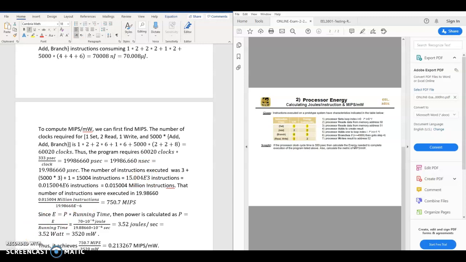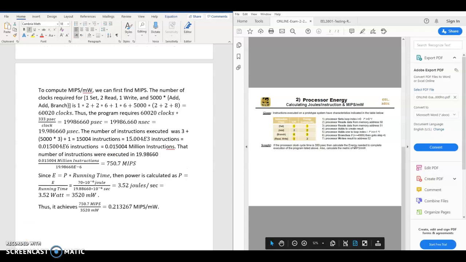To get the MIPS, we take the number of instructions, convert them to millions of instructions, and then divide by the execution time to get 750.7 millions of instructions per second. Then to find the power in milliwatts, we divide the total energy cost by the total execution time to get 3,520 milliwatts.